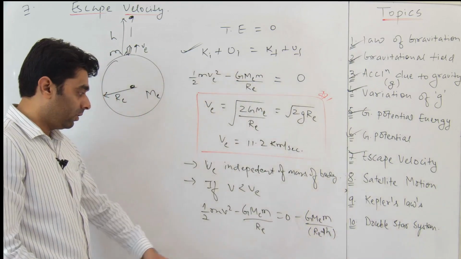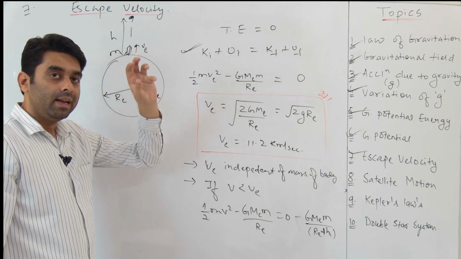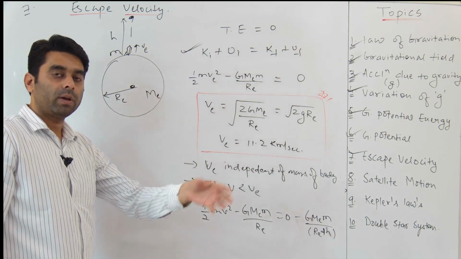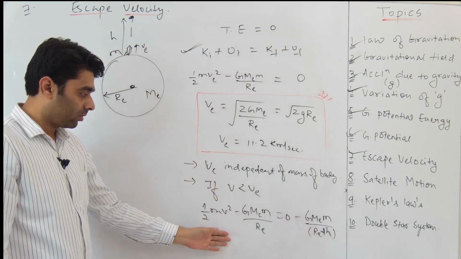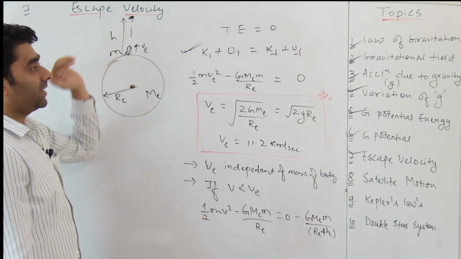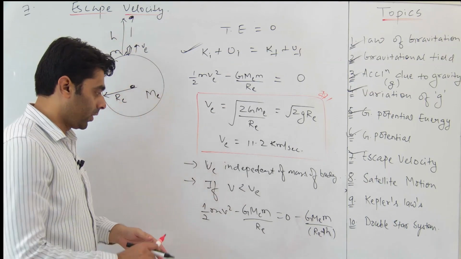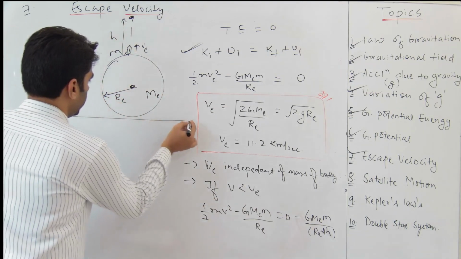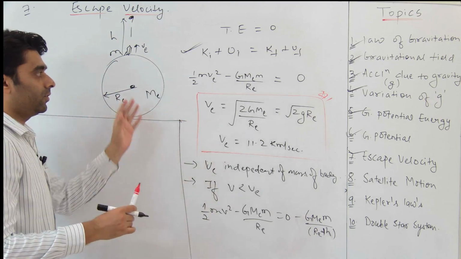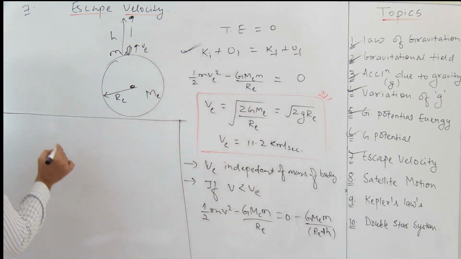You will come across many questions where a body is projected with a speed less than escape velocity, 1 by 2, 1 by 3, 1 by 4. Many times you will come across such questions, and then we will be using mechanical energy conservation to find out the maximum height up to which the particle or body will reach. So we have discussed escape velocity with respect to Earth, the general relation and some points. Now some more things we can write down.